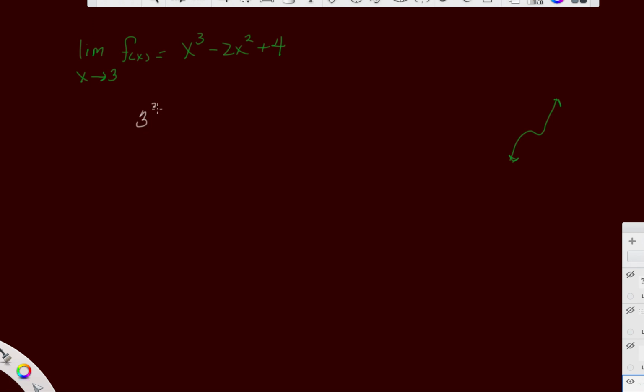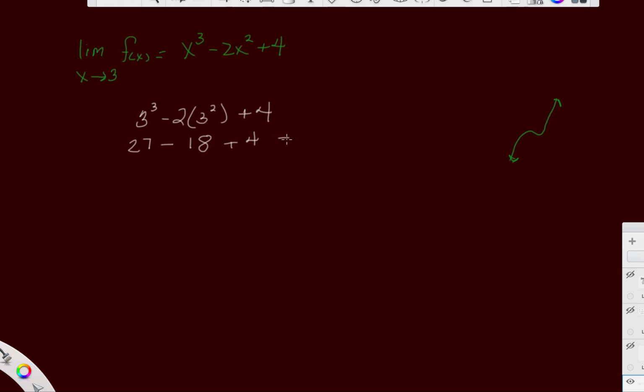3 cubed minus 2 times 3 squared plus 4. And 3 cubed is 27. Minus 9 times 2 is 18. Plus 4. So 27 minus 18 is 9. And 9 plus 4 is 13.